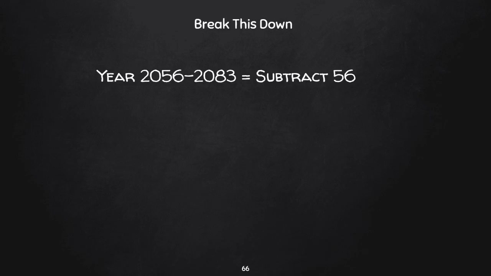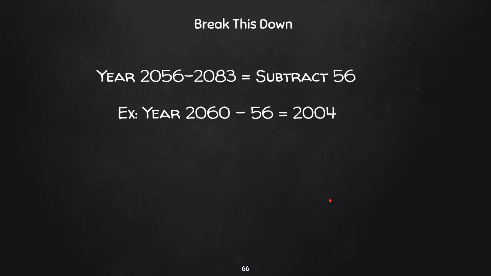Let's do some examples. What is the year code of 2060? Simple. 2060 minus 56 is equal to 2004. And we already know the year code for 2004, which is 5.